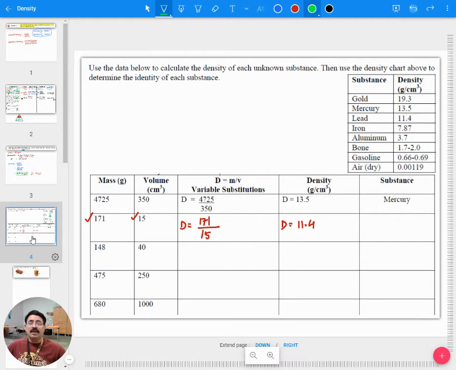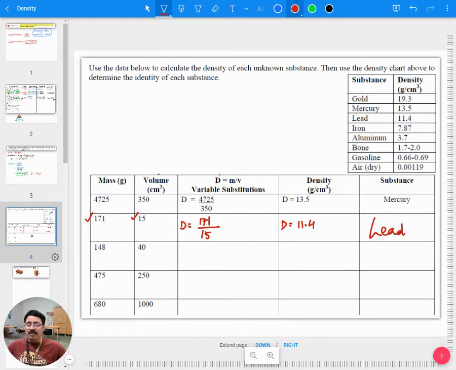Oops, my apologies. I have to take, okay. So 11.4 is the density here, and I see 11.4 here in the table. Therefore, what's the material? It is lead. Well, so the material is lead.